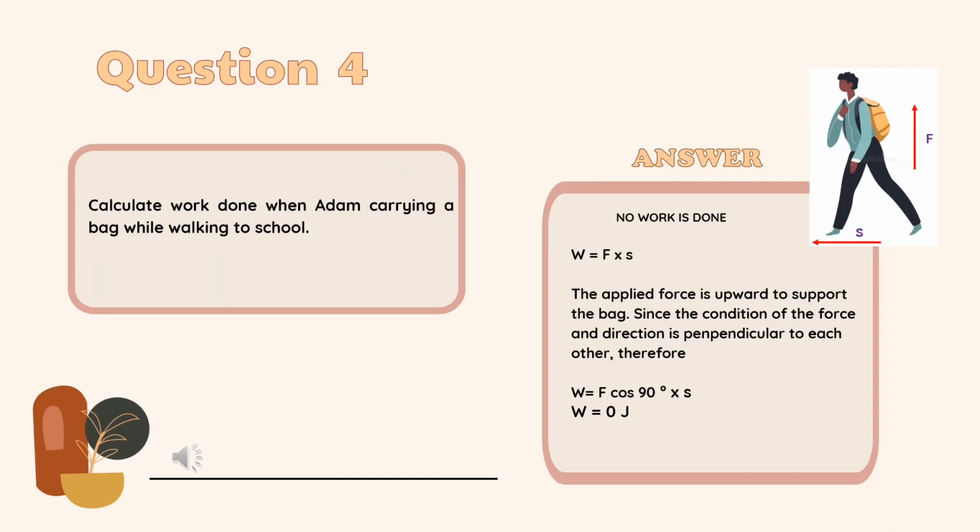Question 4. Calculate work done when Adam carries a bag while walking to the school. I use the formula W equal to F multiplied by S. The applied force is upward to support the bag. Since the force and the direction of motion are perpendicular to each other, therefore no work is done. So, I use the formula W equal to F cos 19 degree multiplied by S. So, W will be 0 joule.